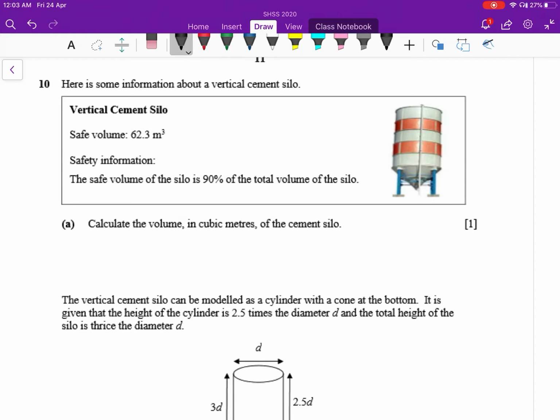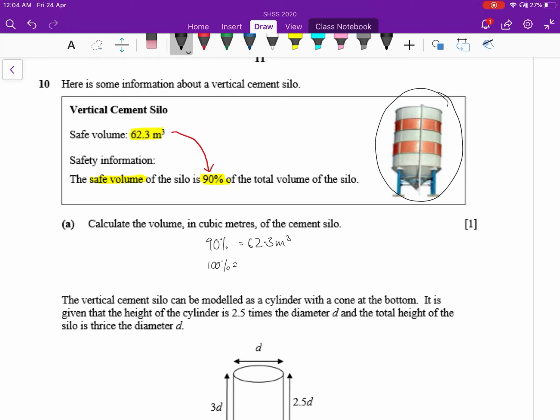Now, here is some information about a vertical cement silo. This is a silo to put cement inside before they harden, all right? The safe volume is 62.3 meters cubed, and you can only fill the silo to 90%. Which means this 62.3 meters cubed is 90%. In part A, they ask you to calculate the volume in cubic meters of the entire cement silo, which means 90% is 62.3 meters cubed. You want to find 100%.